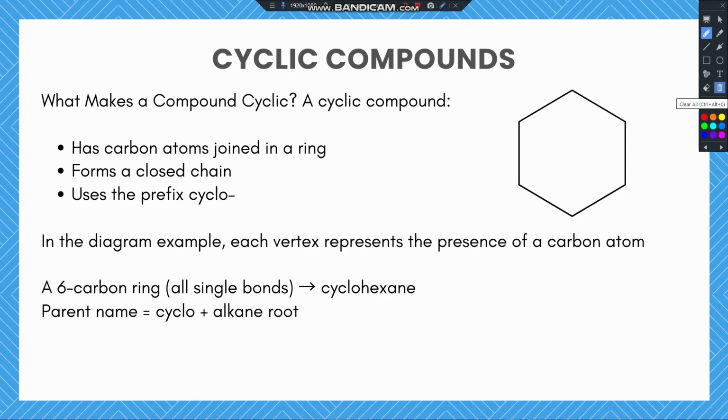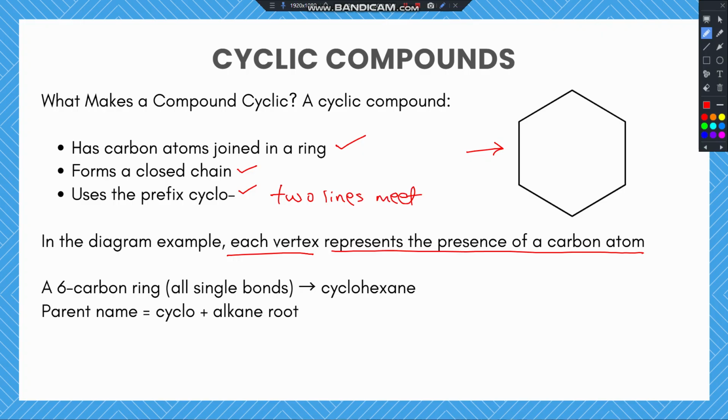And if you check it out, the carbon atoms are joined in a ring. It forms a closed chain structure and it uses the prefix cyclo. And here is a very good example we have on the screen right now. In the diagram example, each vertex represents the presence of a carbon atom. So what's a vertex? A vertex is simply the point where two lines meet. Wherever you have two lines meeting, that's a vertex.